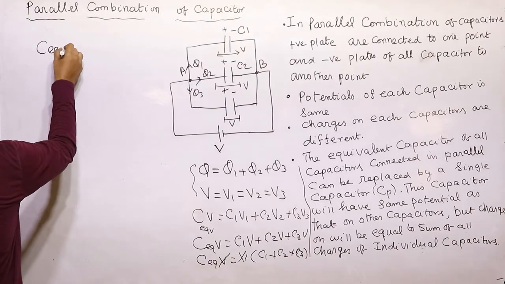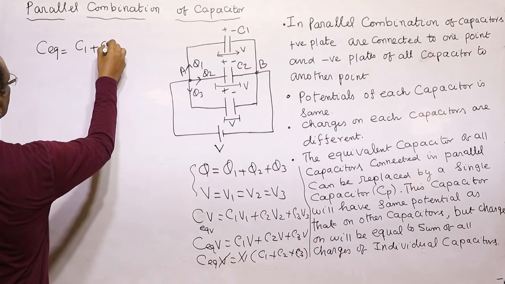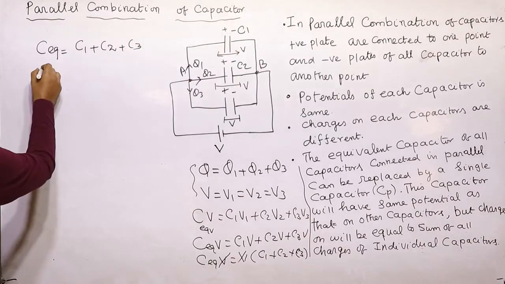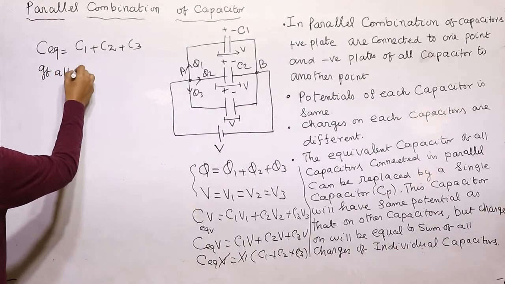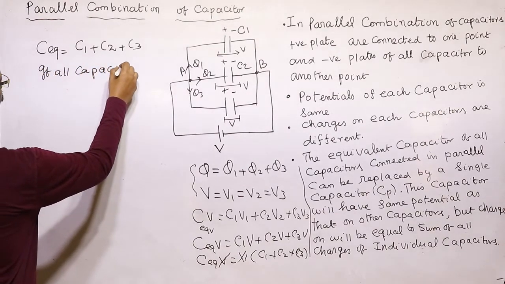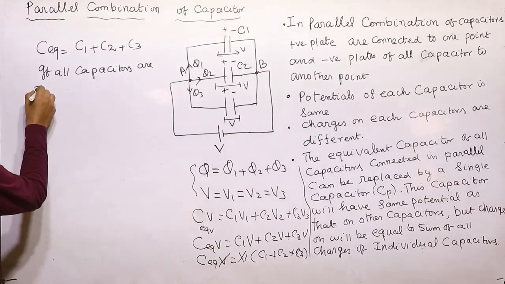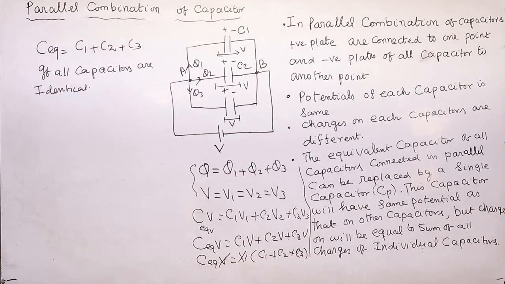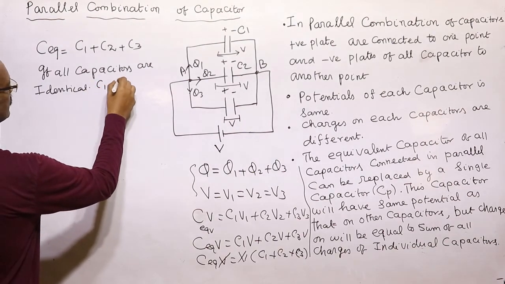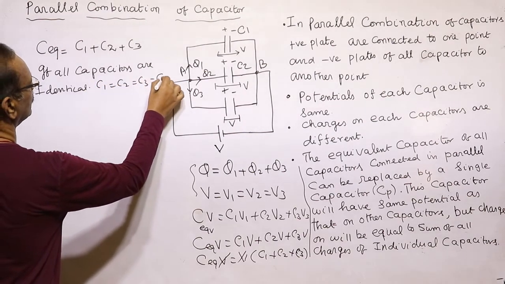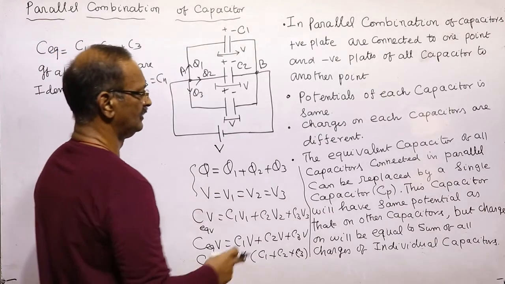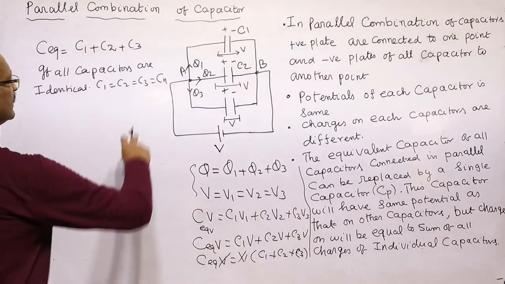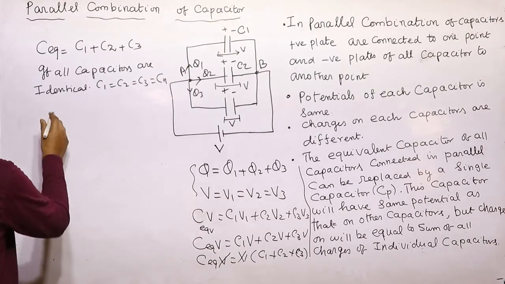the equivalent capacitance of the parallel combination is equal to the summation of the capacitors. Suppose all capacitors are identical, that means C1 is equal to C2 is equal to C3, and so on up to Cn. So the equivalent capacitor for all capacitors connected in parallel can be replaced by a single capacitor.